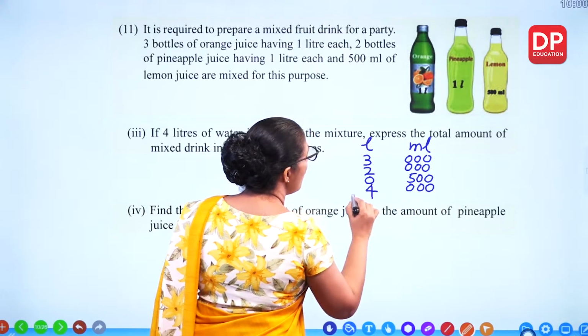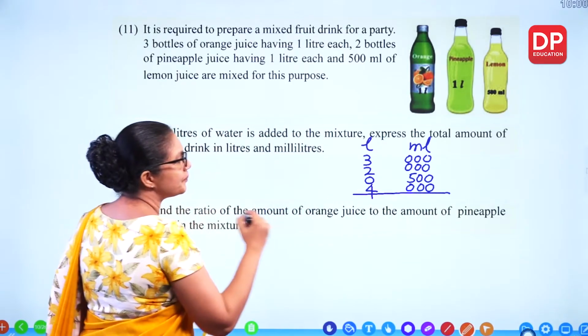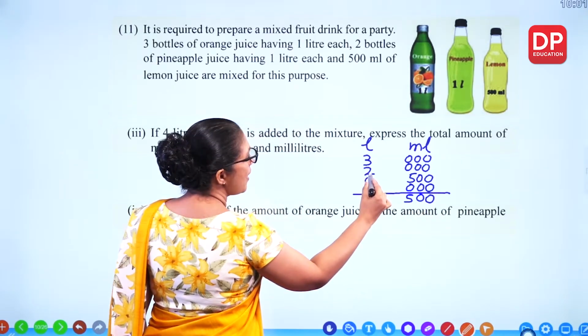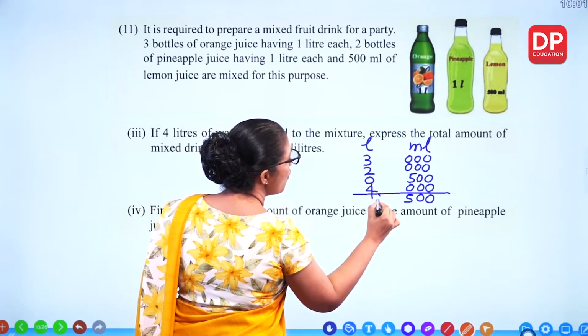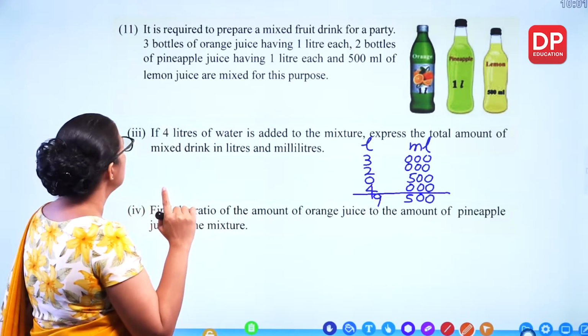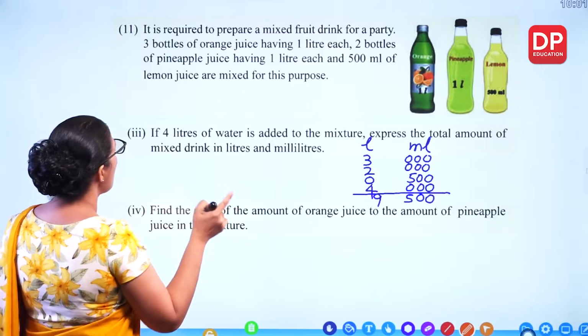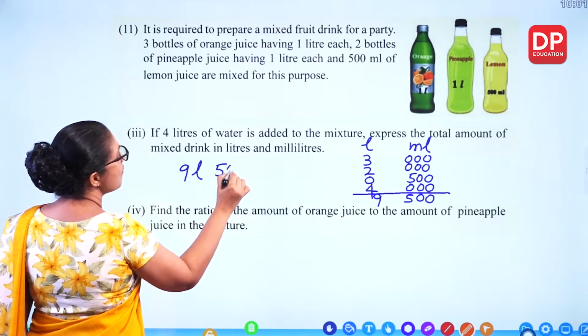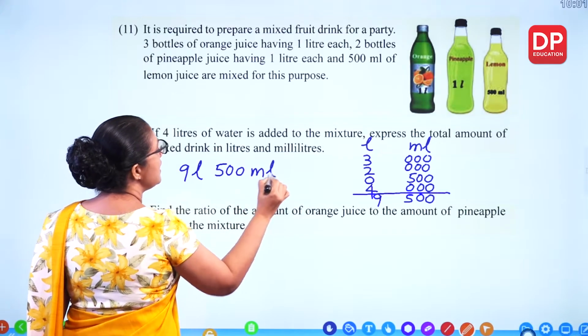So now add all together. 0, 0, 5. 3 plus 2, 5. 5 plus 4, 9. So what's the total amount of mixed drink? 9 liters and 500 milliliters.